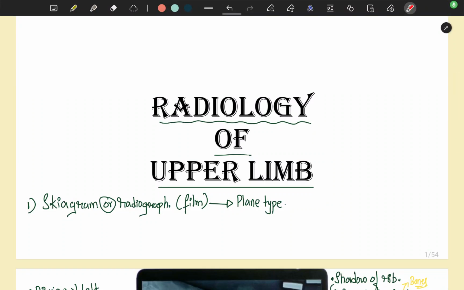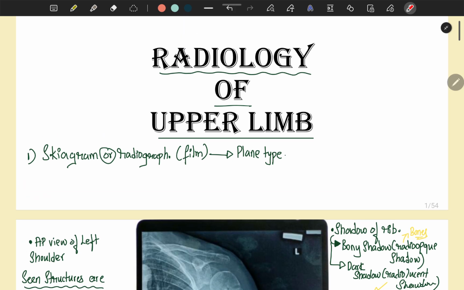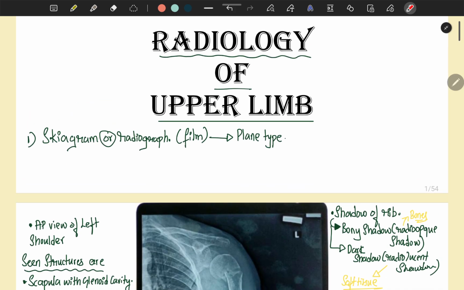Hello guys, good evening. Today I'm going to explain about the radiology of upper limb. Okay, so to study the radiology, we use a radiograph sheet and film that is called skiagram. In the upper limb, the radiograph or the X-ray are almost plane type.